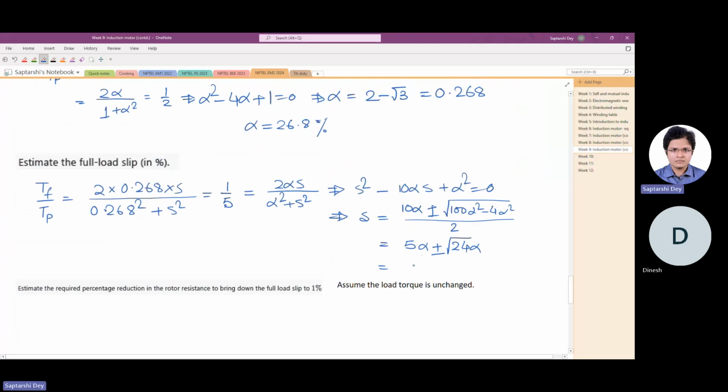4 root 2 root 6 alpha. So 5 plus 2 root 6 is definitely bigger than 1. We cannot take that. How much is 5 minus 2 root 6? 5 minus 2 root 6 comes out to be 0.1010.